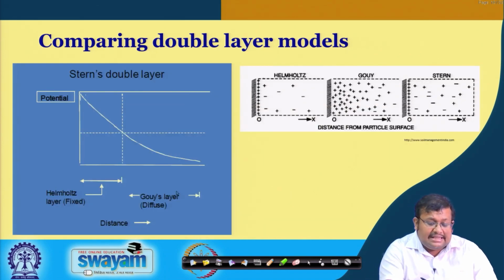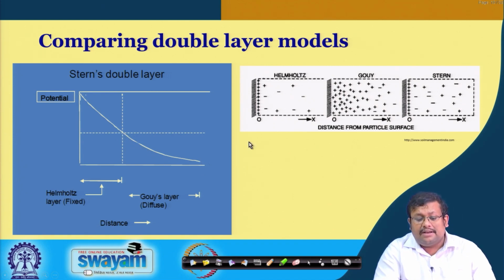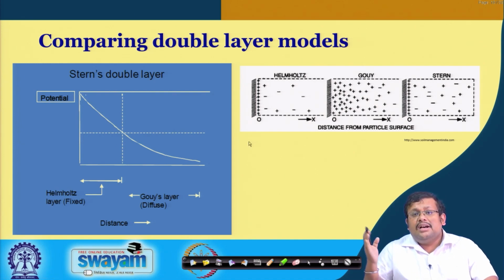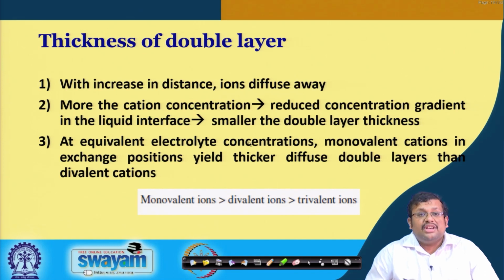Now, this is the Stern double layer, where there is a linear decrease in the potential in the first layer, or the Stern layer, and then there is an exponential decrease in the diffuse double layer. So, this is the graphical representation of the Stern layer, and this shows the difference between the Stern layer, Helmholtz layer and the Gouy-Chapman layer.